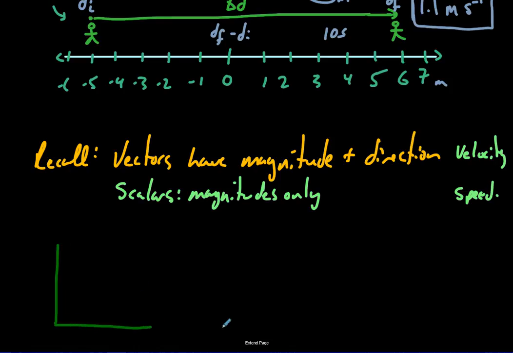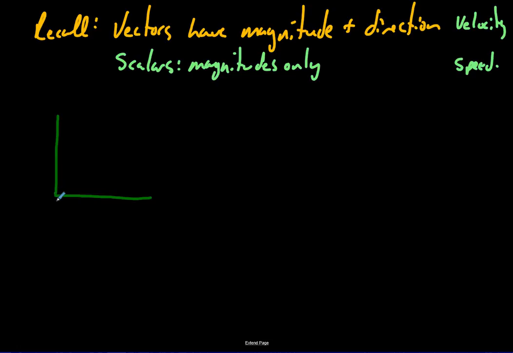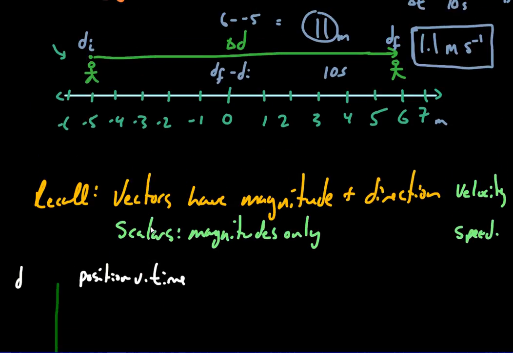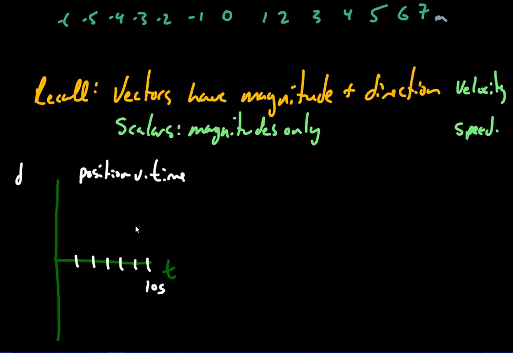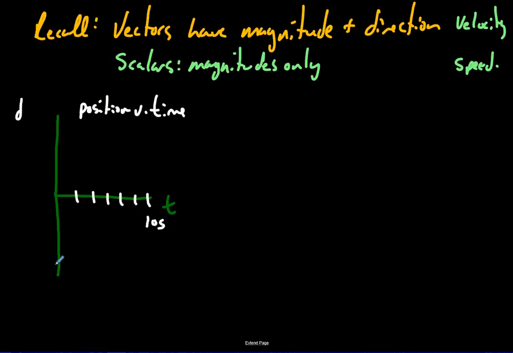The first thing we'll write here is a position time graph. But again, I'm going to call it D. This is position versus time. That was 10 seconds, and the person started at -5 and ended at +6.